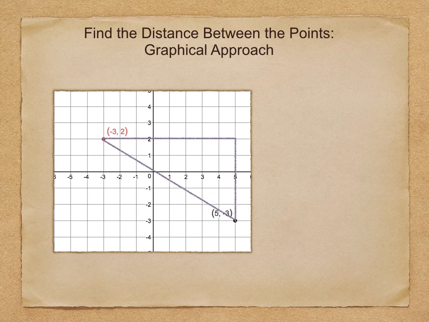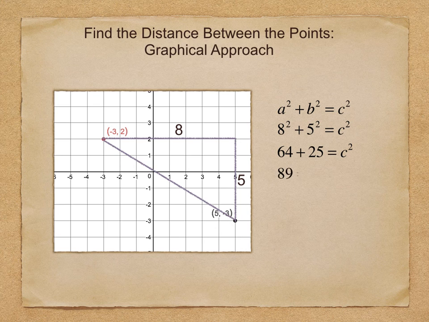Now that I have my right triangle, I remember the Pythagorean Theorem, where A and B are the lengths of the 2 legs and C is the hypotenuse. So I could do 8 is the horizontal distance and 5 is the vertical. I could now square these numbers and add them together. So I know that the distance between the 2 points, which is the length of the hypotenuse in this right triangle, is the square root of 89 units.